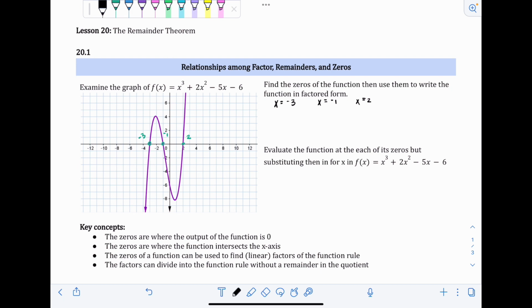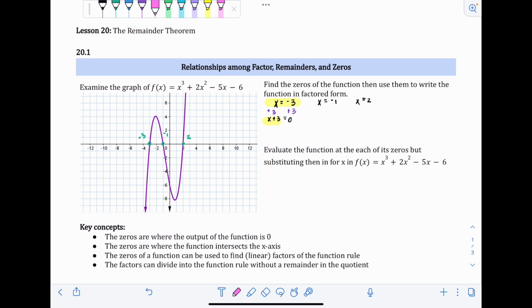But if you ever forget that, the other approach is to take the equations that we have for the zeros and make them so that everything is on one side and the other side is equal to 0. In order to do that, I would add 3 to both sides, and that would give me x plus 3 equals 0. So the linear factor that I would set to 0 to get the solution x equals -3 would have to be x plus 3. It's just kind of like inverse operations.